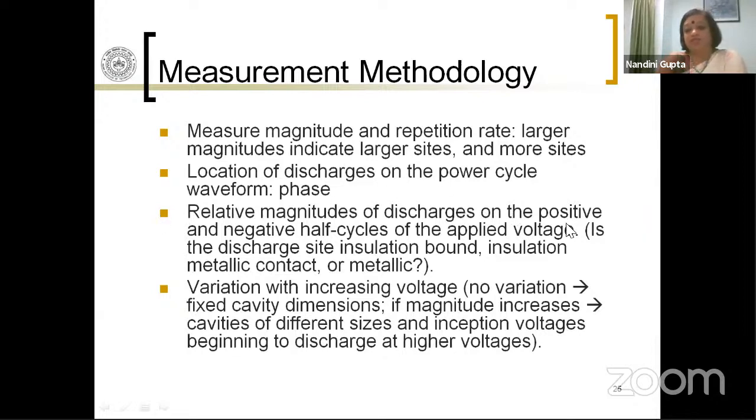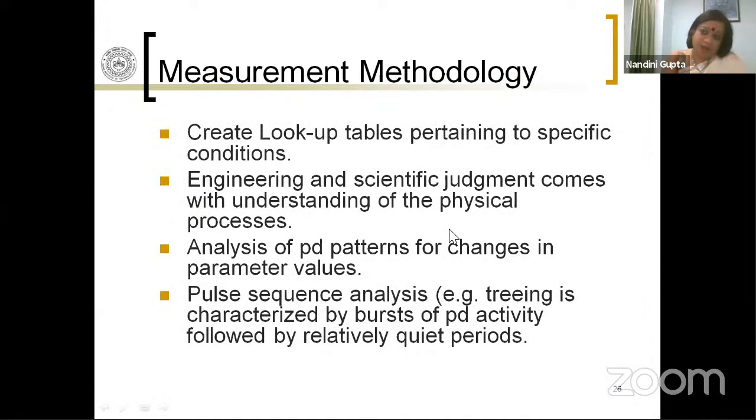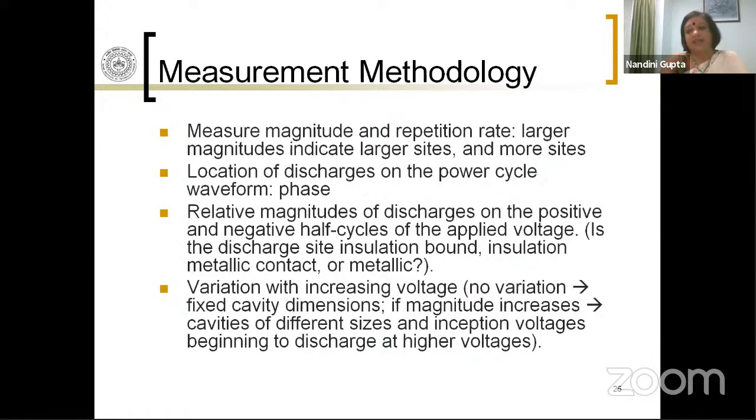Relative magnitudes of discharges in the positive and negative half cycle. So if you see that you have the same number of pulses in the positive half cycle and in the negative half cycle, you can figure out whether the discharge is insulation bound, or whether it is a metal to metal contact. Once you know what kind of materials are involved in the discharge, you can make an educated guess about the location of the discharge and whether you need to take action.